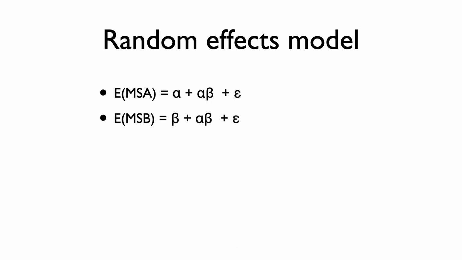A random effects model, the expected values change, and you're like, what? Yeah, because there's now another source, I'm not going to call it a source of variation, but there's something else we have to take account of, and that's that we have another sense of randomness in there. We have to model that as well. So it turns out that the expected value of mean squared A now is alpha plus alpha beta plus epsilon. B, well, you can probably guess, is beta plus alpha beta plus epsilon.